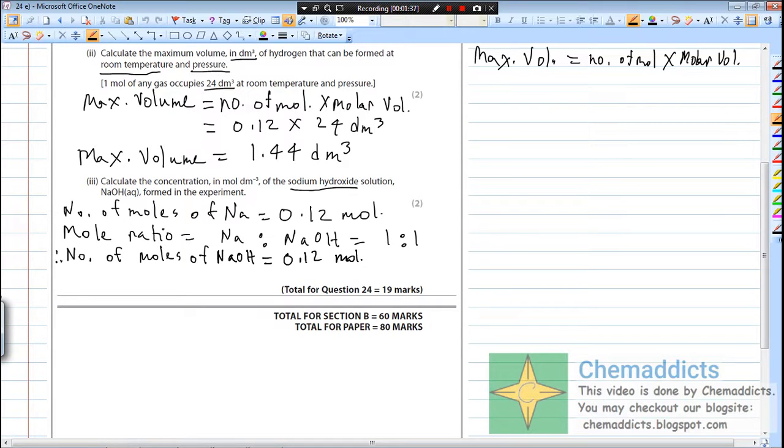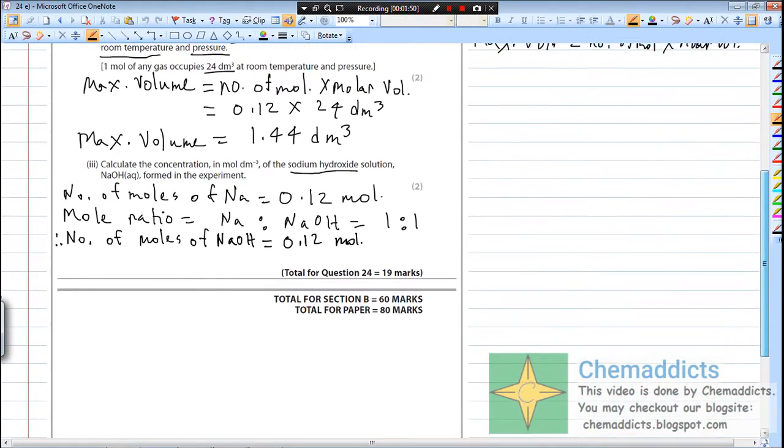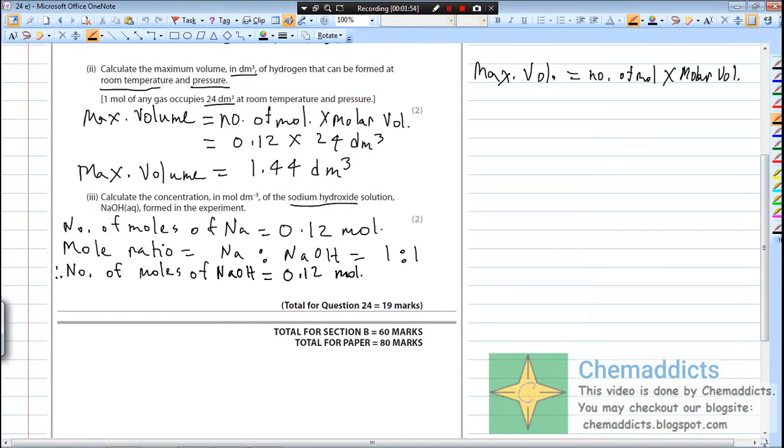Let us write it here, since there is no space. Okay, so now we are going to find the concentration, since we know the volume, the maximum volume for sodium hydroxide.